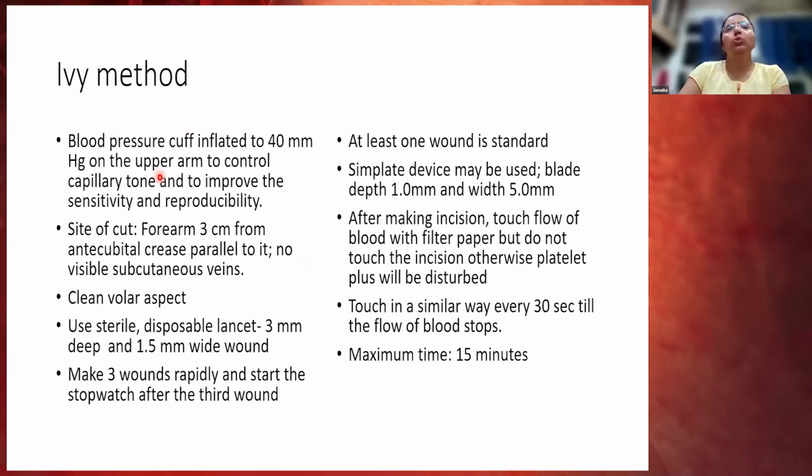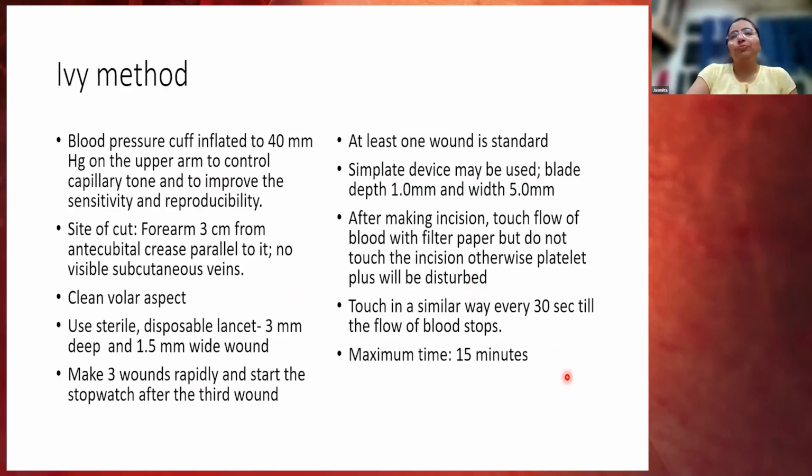Traditionally, the Ivy method is used where you have a sphygmomanometer cuff, you inflate it to 40 millimeters on the upper arm, and then you do a cut on the forearm, 3 centimeters from the antecubital crease parallel to it on the volar surface, and you use a lancet or a Simplate device, and you make 3 wounds. Why do we make 3 wounds? To ensure that at least one of them is a standard wound. And after making the third incision, you will start with the stopwatch, and you will only blot from the sides with the filter paper.